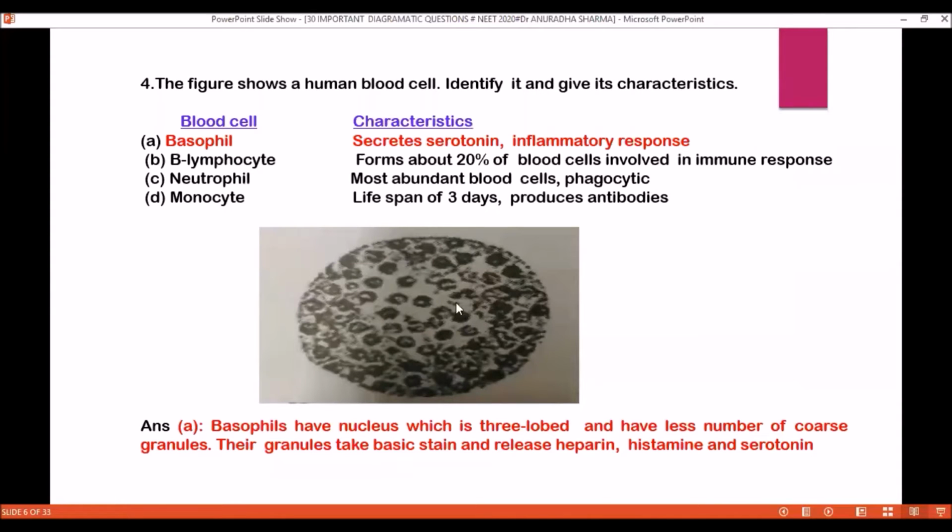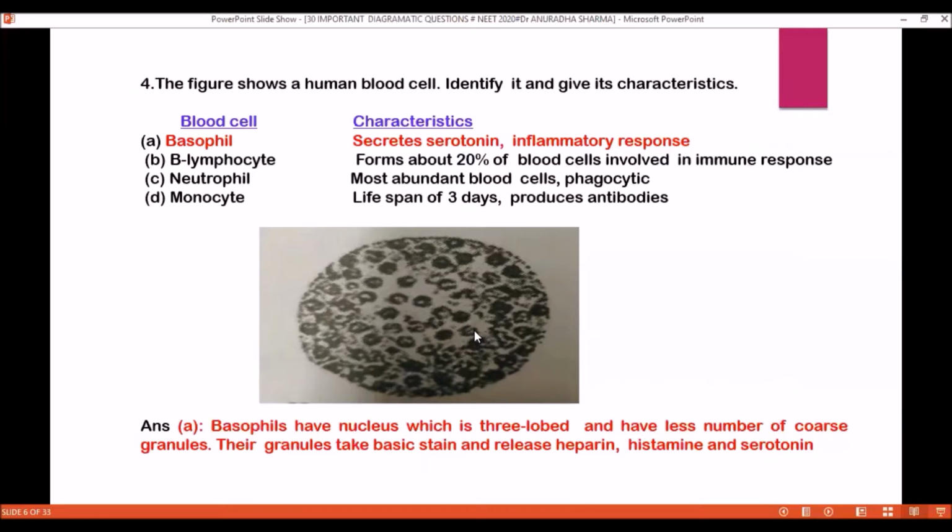Now fourth, this is the figure showing a human blood cell, and we have to identify it. Options are: first, basophil, and the characteristic is it secretes serotonin, inflammatory response. B is B lymphocytes. It forms about 20% of blood cells which are involved in the immune system. C is neutrophil, which is the most abundant blood cell and phagocytic in nature. And D is monocyte, which has a lifespan of 3 days and it produces antibodies.